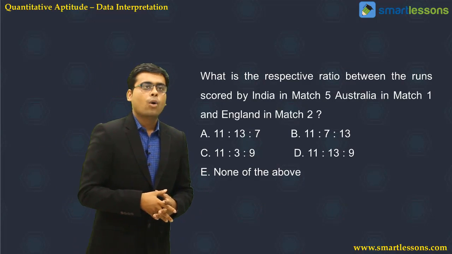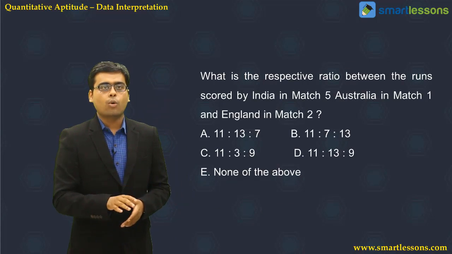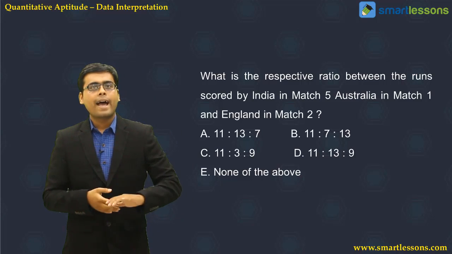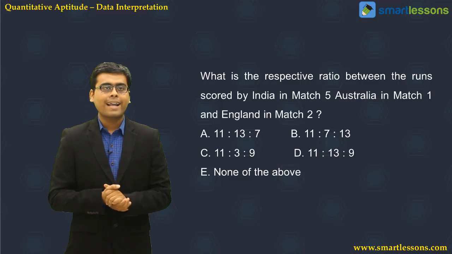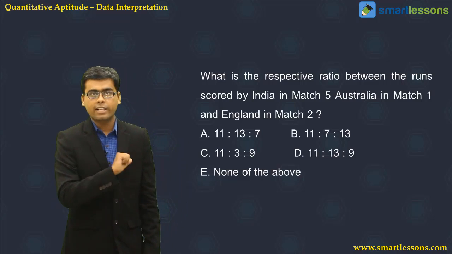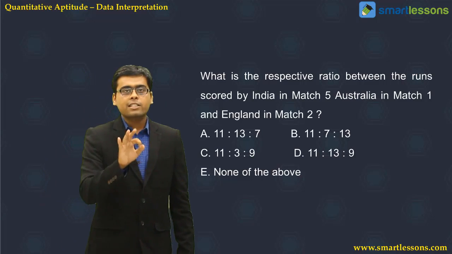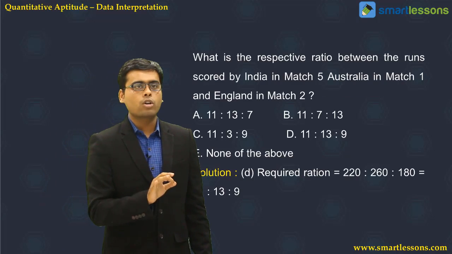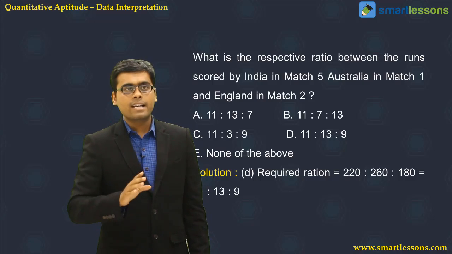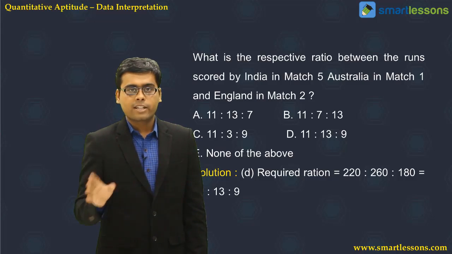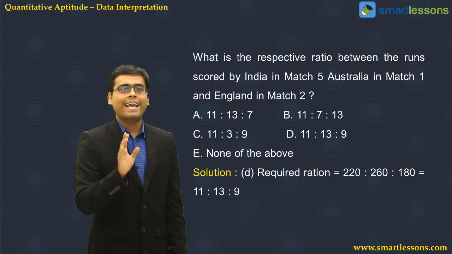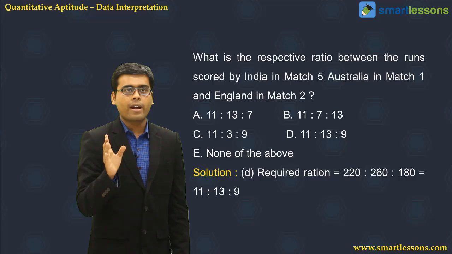Next sum. What is the respective ratio between the runs scored by India in match 5, Australia in match 1 and England in match 2? So, you need to find the ratio. Now, in match 5, India scored 220 runs. In match 1, Australia scored 260 runs. And in match 2, England scored 180 runs. So, what is the required ratio?